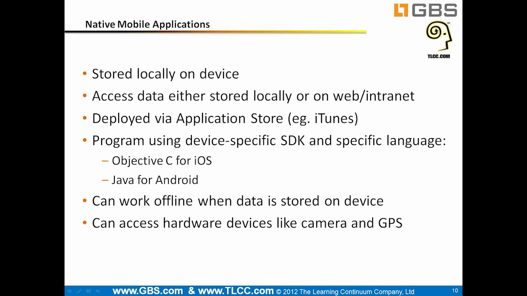The advantage of these native mobile applications is that you can work offline, especially when the data is stored locally. They also can integrate very nicely with the camera, so you can take pictures and integrate that into your data or into your application. And they can access the GPS location information.